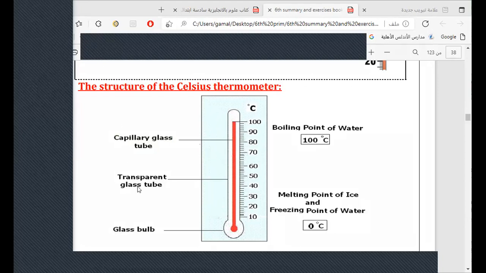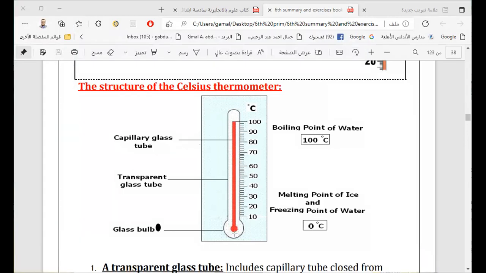Now we are talking about the structure of the Celsius thermometer. We have here a glass tube and a capillary tube. We have also a bulb. This bulb has mercury inside it, and the mercury rises up in the capillary tube.